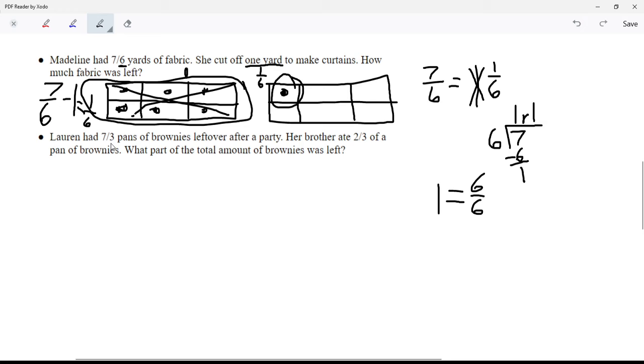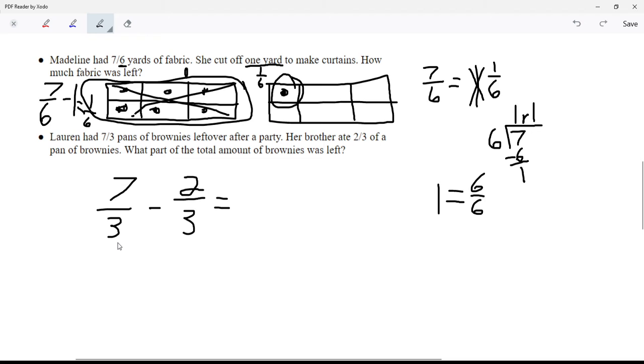Lauren had 7/3 of a pan of brownies left over at a party. Her brother ate 2/3 of a pan of brownies. What part of the total amount of brownies was left? So this is purely a subtraction problem, right? So we can do 7/3 minus 2/3. That equals 7 minus 2.